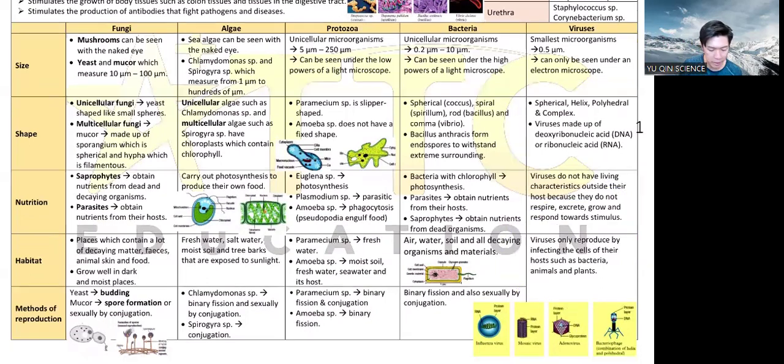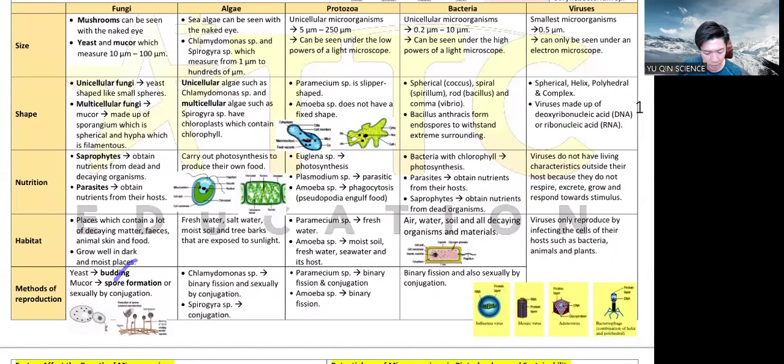Okay, methods of reproduction. Binary. Yeast is budding. Mucor is spore formation. The picture is here. Then the rest is binary, conjugation. These three are the same. Then virus, like I said, they only live in hosts.